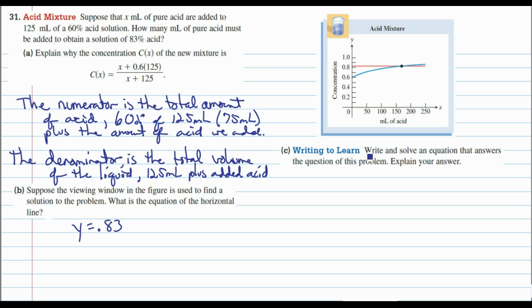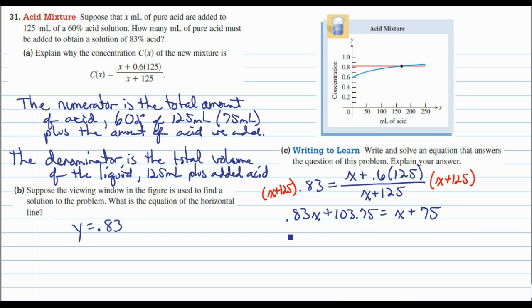So in part C it says, write and solve an equation that answers the questions of this problem. Explain your answer. So I'm going to say my concentration is 0.83, and that's going to equal the equation they had set up for me. The total milliliters, so pure acid plus the amount of acid left in the original solution, and the denominator is the total number of milliliters in the entire container. I'm going to multiply both sides by x plus 125, get my x terms on the same side of the equal sign and everything else on the other side.